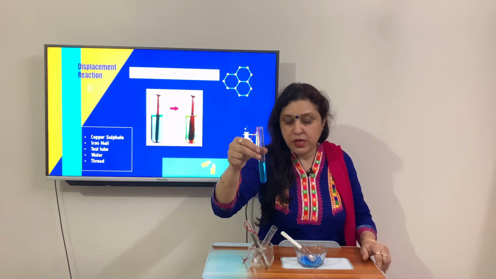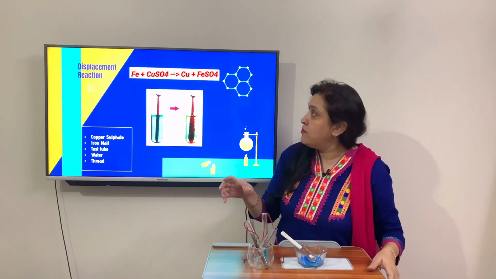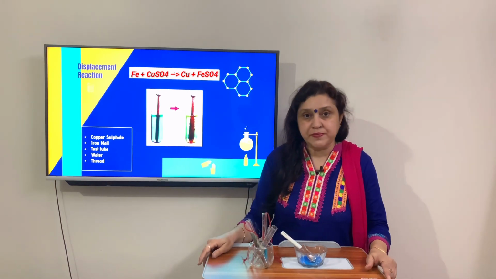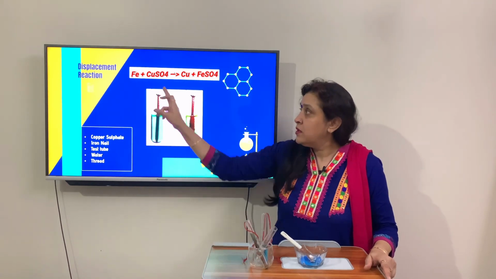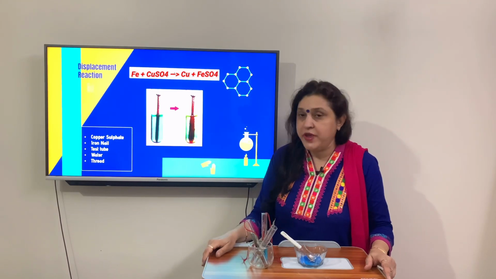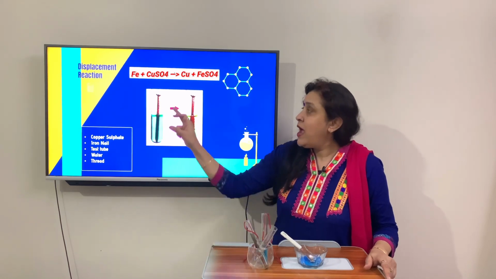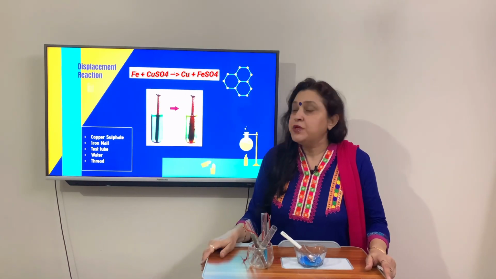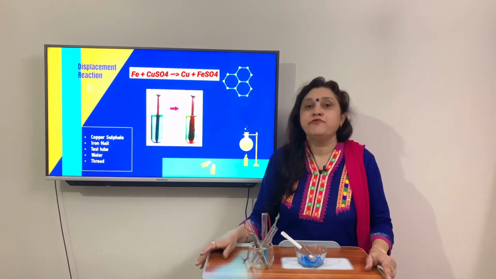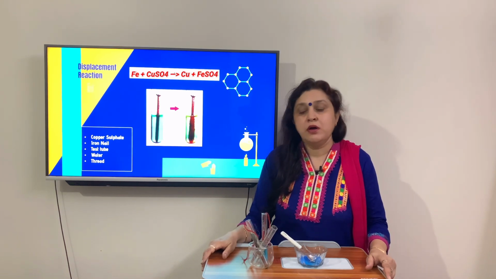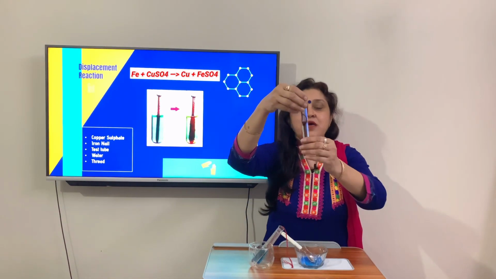Why does it change to green? Because a new compound is formed, that is iron sulfate. See this reaction? Fe is the symbol of iron. This is CuSO4, copper sulfate, and iron displaces copper from this copper sulfate and it forms iron sulfate. The color of iron sulfate is green, and there is a brown coating of copper on the iron nail. So the solution becomes like this.